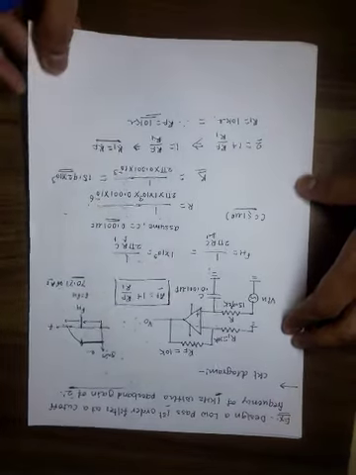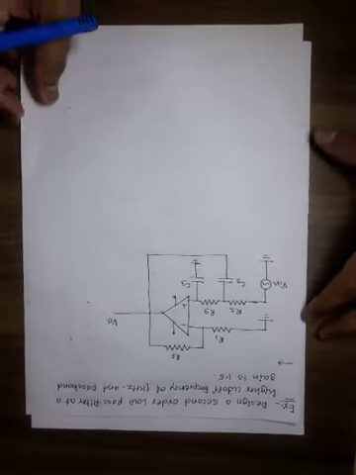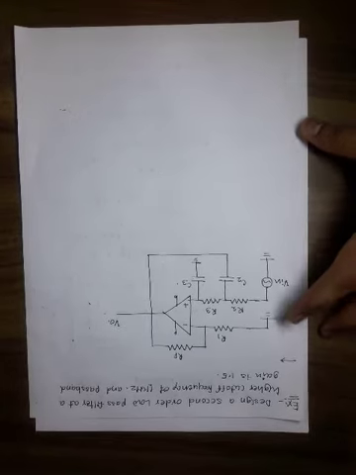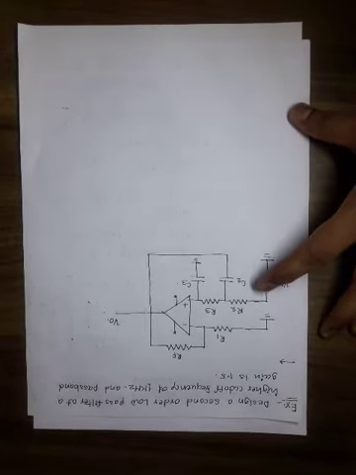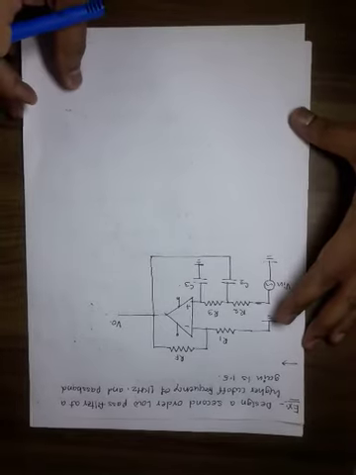Okay, one more numerical we'll select. This is based on the second order filter. Design a second order low pass filter at a higher cutoff frequency of 1 kilohertz and passband gain equals 1.5.